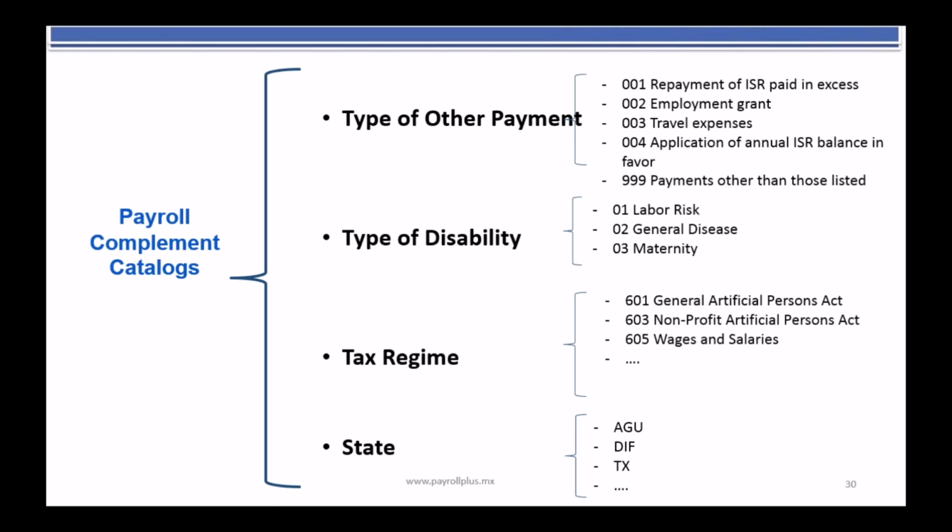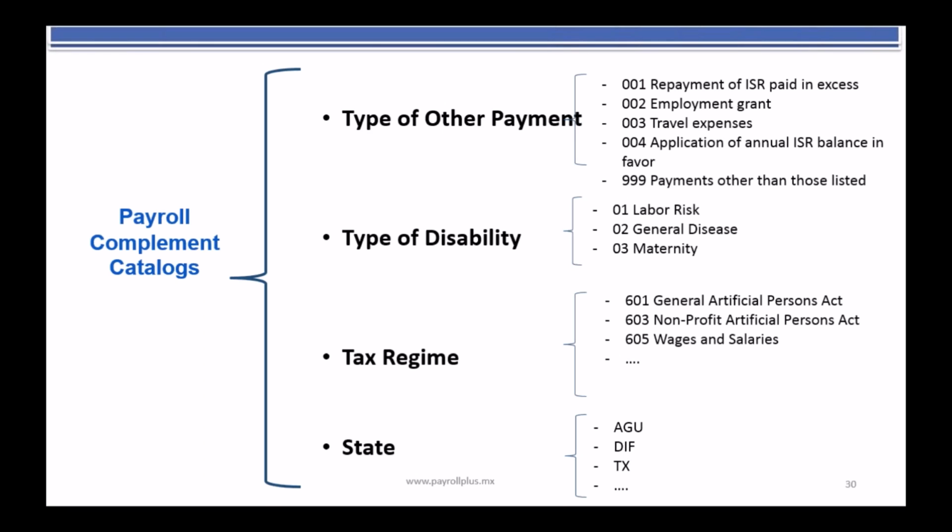That is in case by mistake you withheld more from your employee. It's going to allow us to make a CFDI for travel expenses. Here you can see 003 for travel expenses. So each time that we pay a travel expense to our employees, we're going to have to issue a CFDI specifying other type of payment for travel expenses.